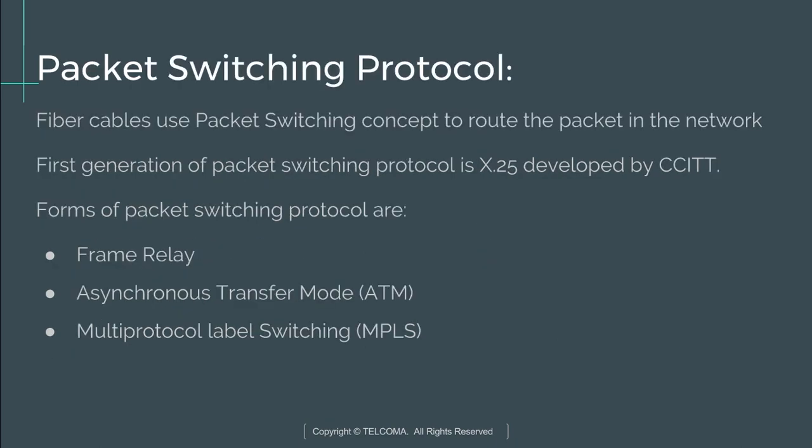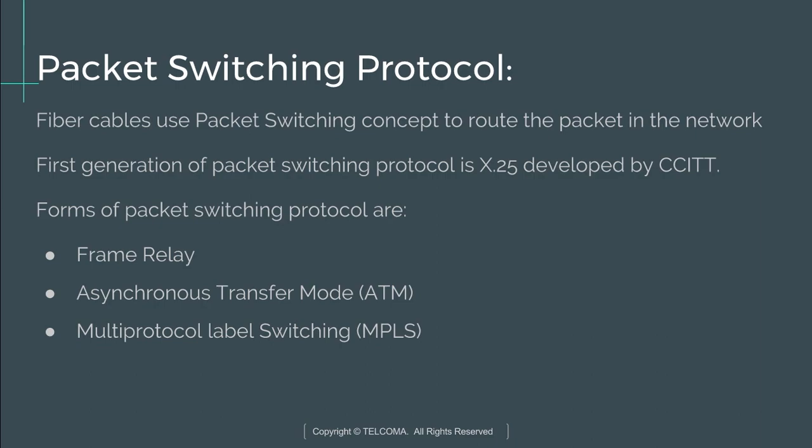The next is packet switching protocol. So here the fiber cables use packet switching concepts to route the packets in the network. The first generation of packet switching protocol is X.25, which was developed by CCITT, the International Telegraph and Telephone Consultative Committee, which developed the first standard for packet switching, that is X.25. The later forms of packet switching protocols are frame relay, asynchronous transfer mode, that is ATM, multi-protocol label switching, MPLS, and also TCP. In this video we will discuss three: frame relay, ATM and MPLS.